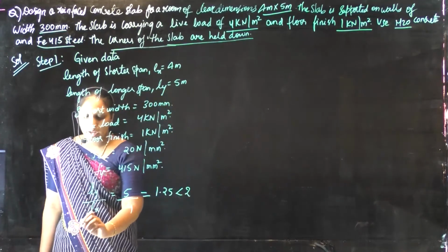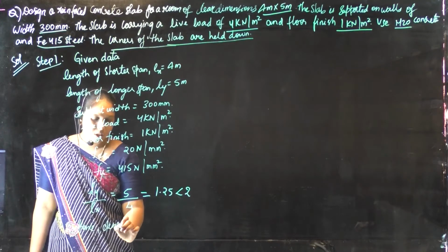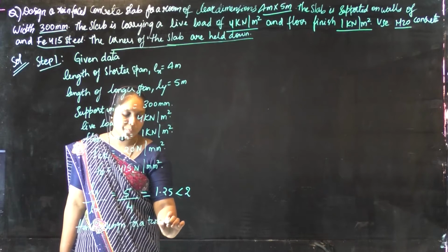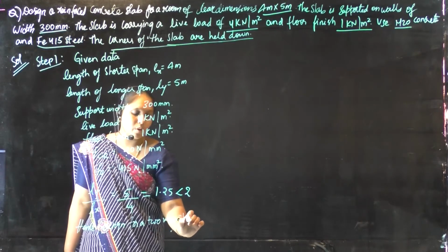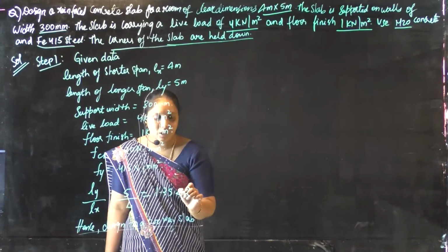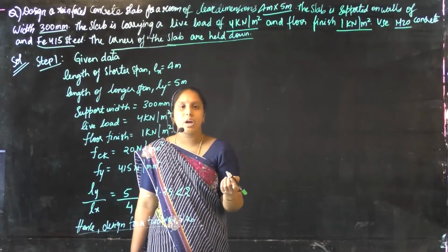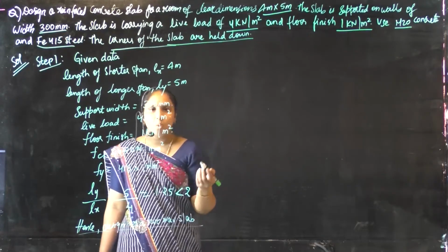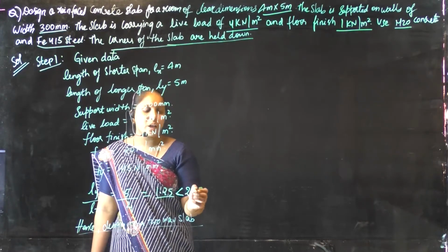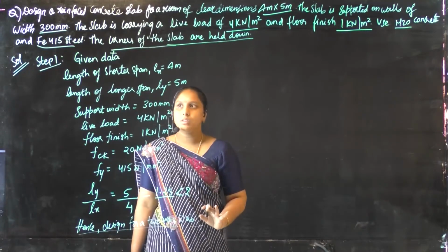Hence, we have to design for a two-way slab as the Ly by Lx ratio is less than 2. If the Ly by Lx ratio is greater than or equal to 2, then you have to design for a one-way slab. So as here the Ly by Lx ratio we have got is 1.25 and it is less than 2, we have to design for a two-way slab.